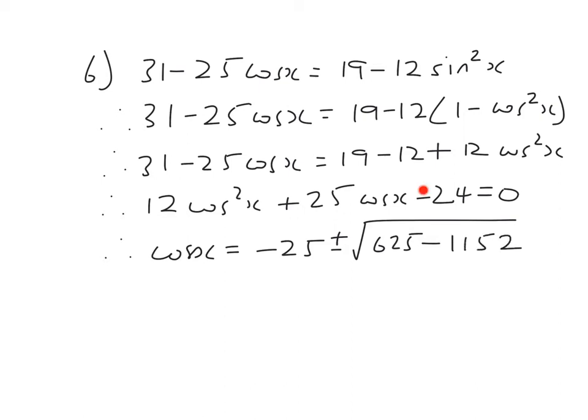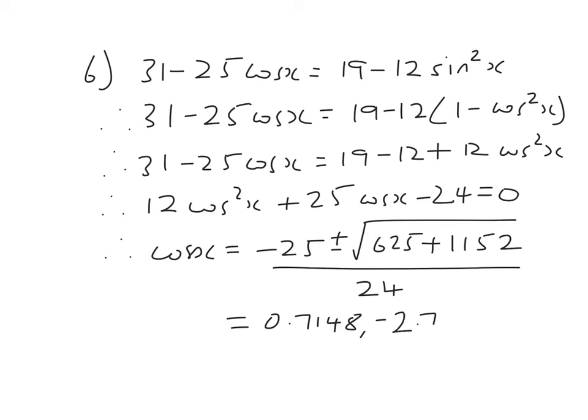But notice that c is minus, so b squared minus 4ac turns into a plus. That's lucky, otherwise there'd be no solutions. And it's all over 2a. So one of the solutions here is 0.7148, and the other solution is minus 2.7981. Now cosine can't be minus 2.7981, maximum cosine is 1 and minimum is minus 1, so we've got to solve the equation cos x is 0.7148.